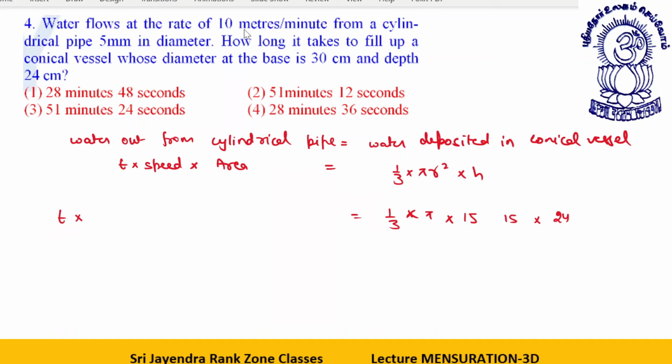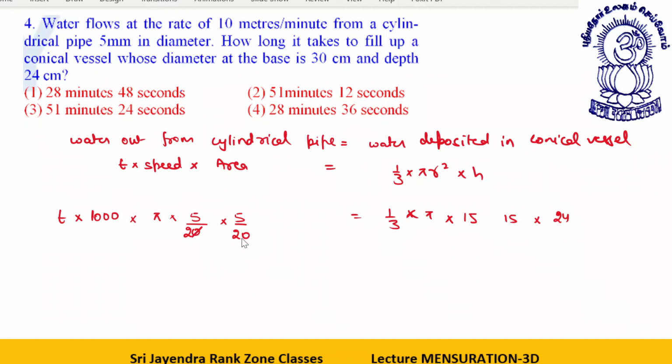Fine. Water flows at the rate of 10 meter per minute. So 10 meter is like 10 into 100 centimeter. Everything is going in minutes over here. This much centimeter from a cylinder, time into speed into area. Area is what? Pi into cylindrical pipe 5 mm in diameter. 5 mm in diameter means, first of all, 5 by 2 is the radius, and if you convert it into centimeter, it will be 5 by 20 into 5 by 20.